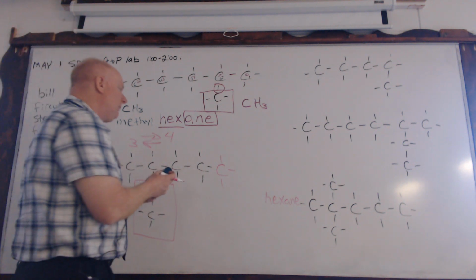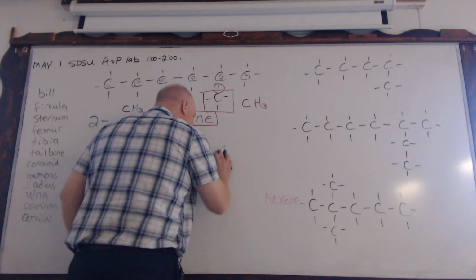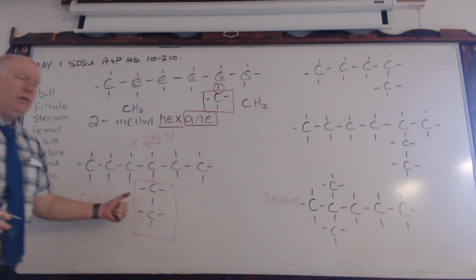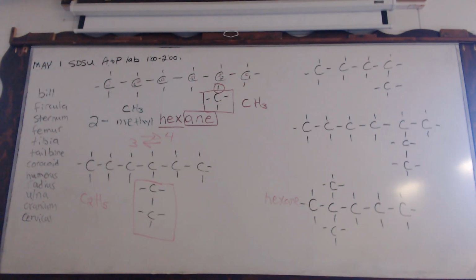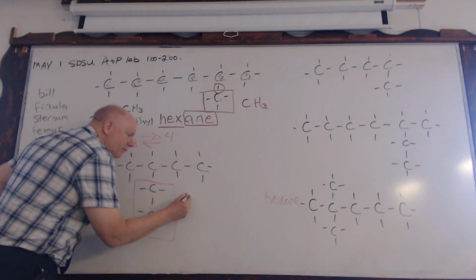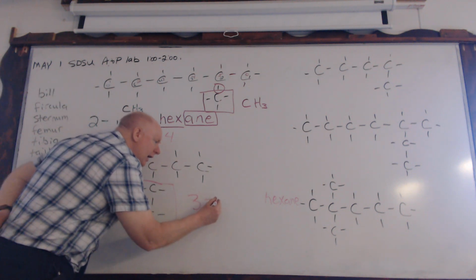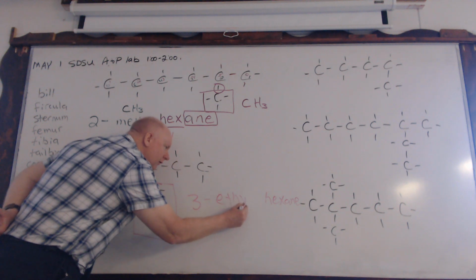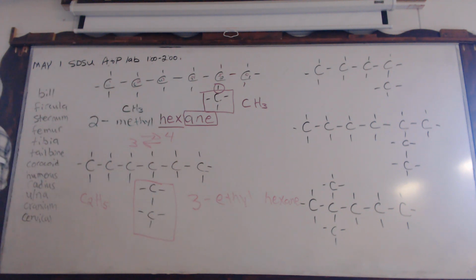Okay? So now where is that ethyl group located? Which carbon? The third. So what are we going to write here? 3-ethylhexane. So again, what you can do is reverse engineer this.